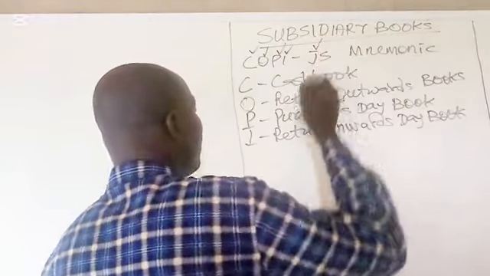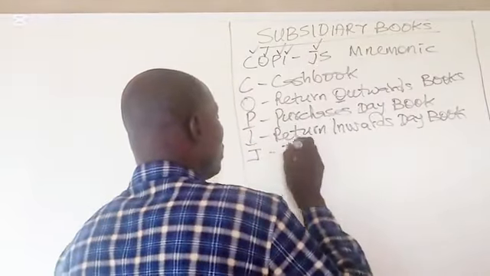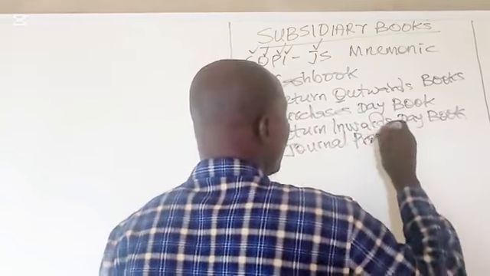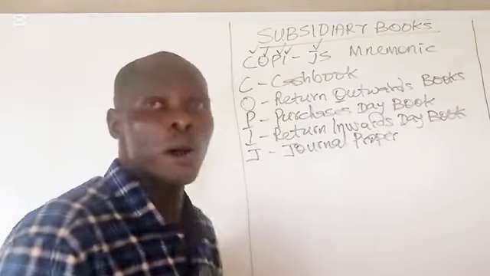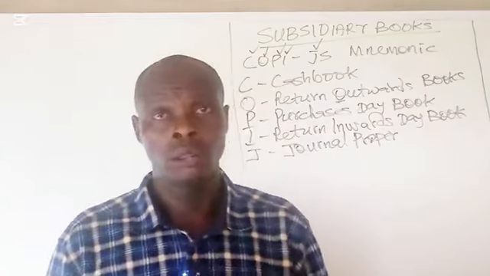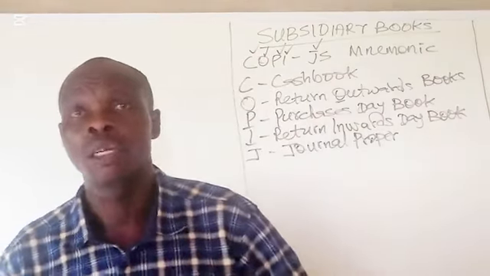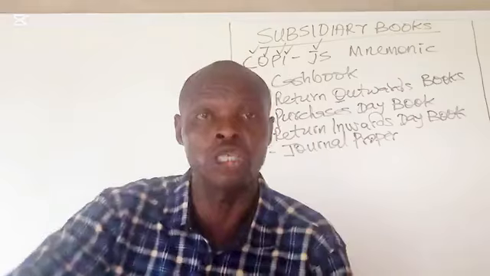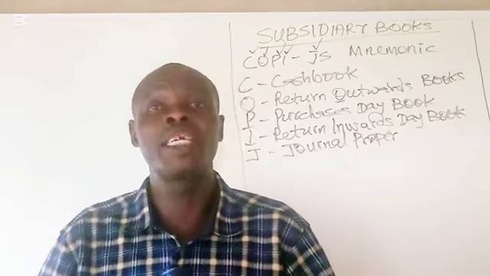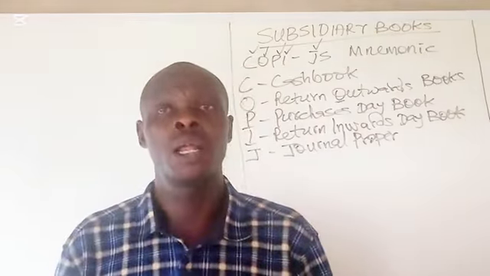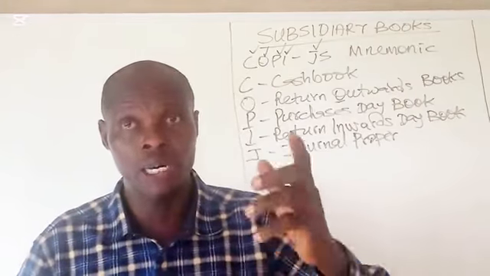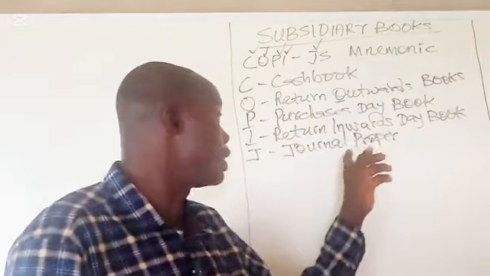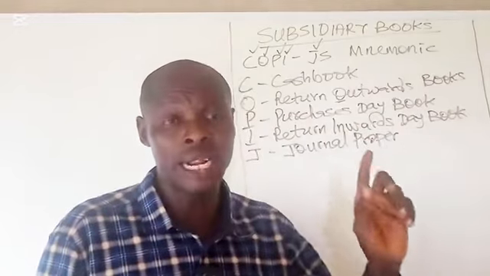Letter J for journal proper or general journal. Journal proper is used for recording special entries. We use this for recording special entries like buying fixed assets on credit. When fixed assets are bought on credit, they'll be recorded in journal proper or general journal.